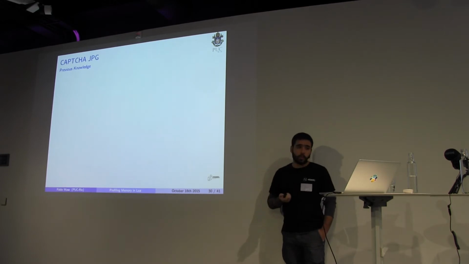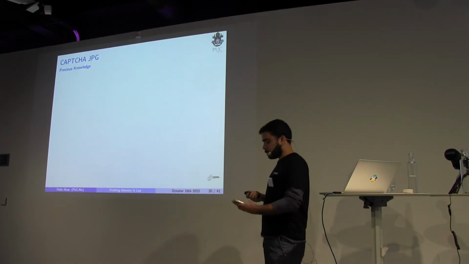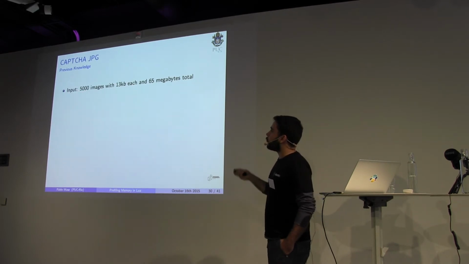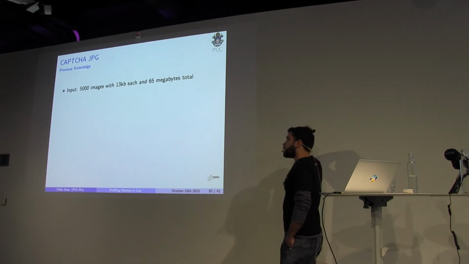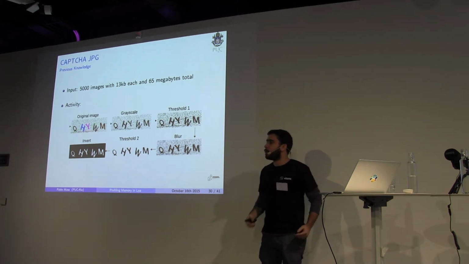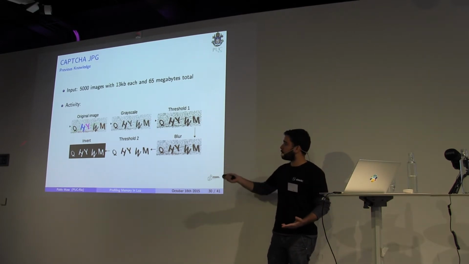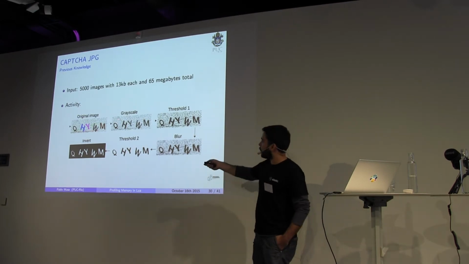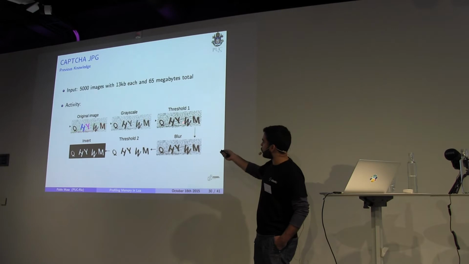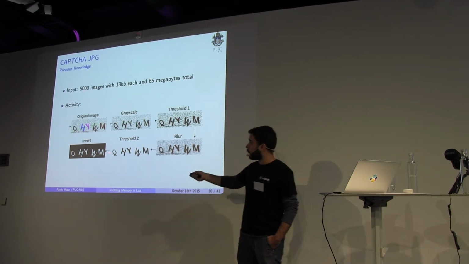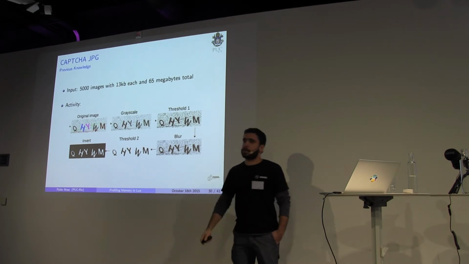So the next application was the captcha, and the input was 5,000 small images, 13 kilobytes each, and a total of 65 megabytes. And all I knew about the application was this flow. So you have an original image. It applies some grayscale, some other function, some other function, some other function, and finally it inverts and you get back this kind of image object.